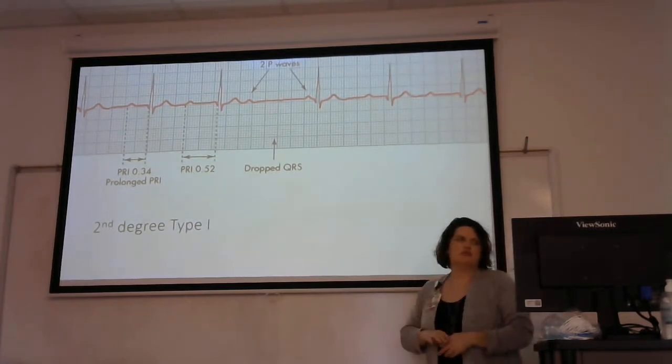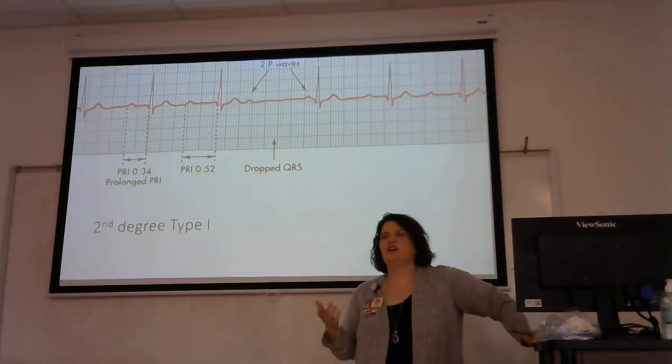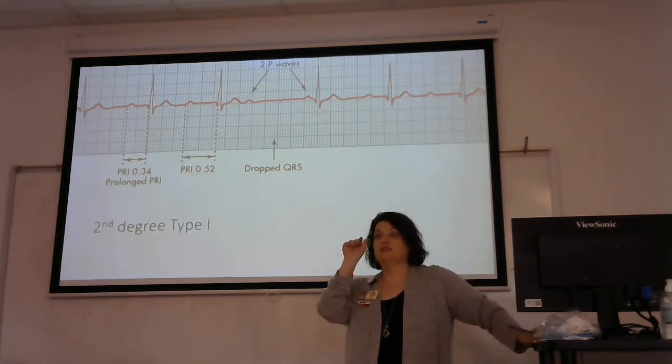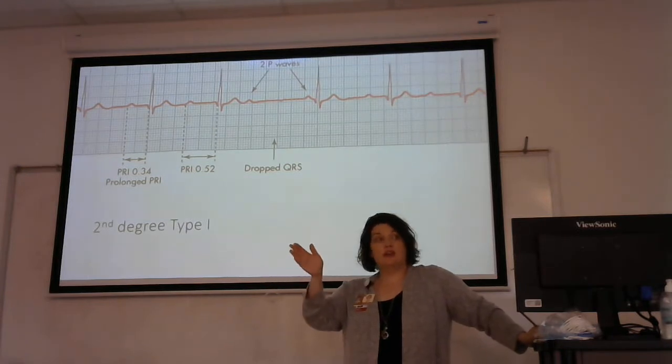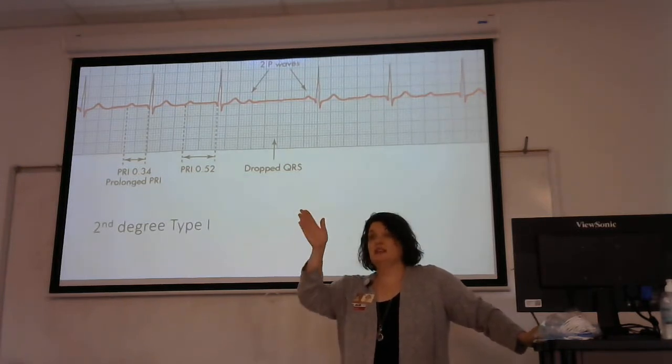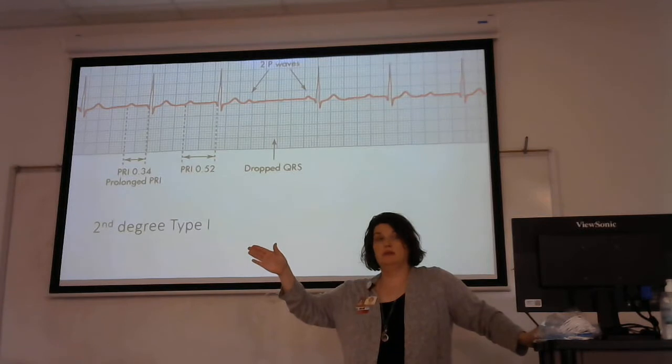So I usually refer to a second degree type 1 as your going, going, gone rhythm. Your PR interval gets longer and longer and longer until boom, it drops a beat. So that's when you'll have a P and no QRS, and then the pattern starts over again. Okay?